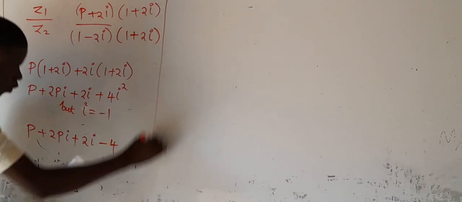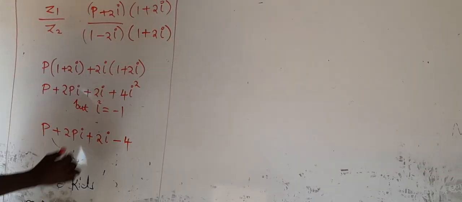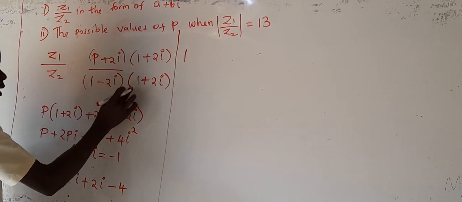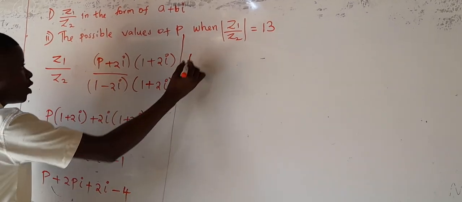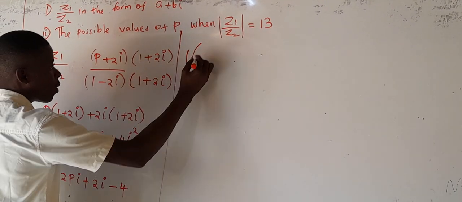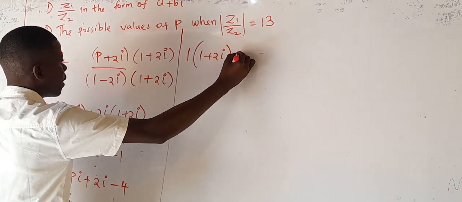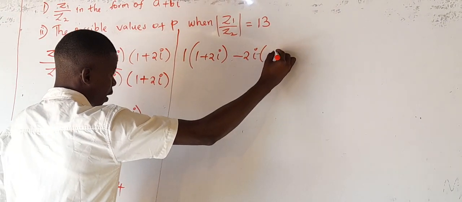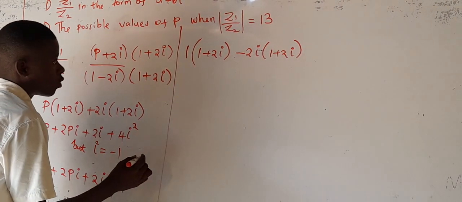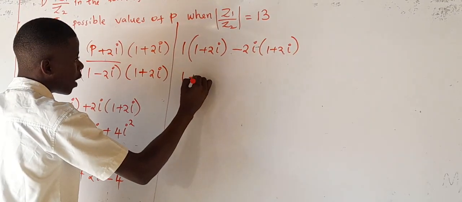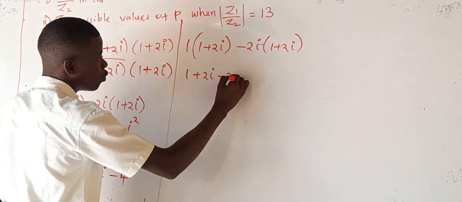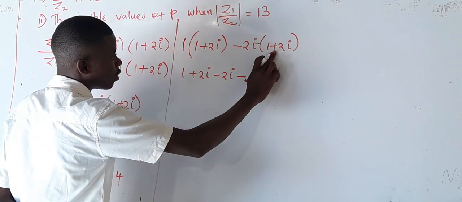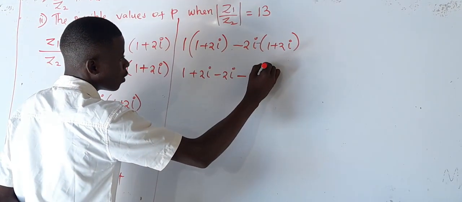Let us move to the denominator. Our denominator is 1 minus 2i, and then multiply by 1 plus 2i. So it is 1 into the bracket 1 plus 2i, and then minus 2i times 1 plus 2i. So this one is going to give us 1 plus 2i minus 2i, and then minus this one times this one, which gives us minus 4i squared.